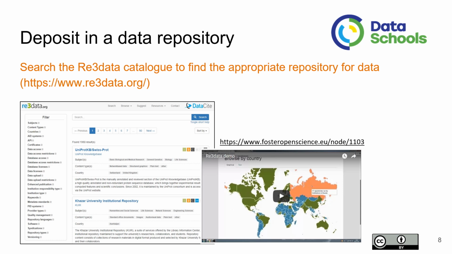You will see on this slide just an example of how it will look like once you go into the Re3 Data catalog. And you can do a search there on different types of disciplines and to see which repository would be suitable for your data sets. There's also a video available on the site, and I've included the recording to that on the slide.